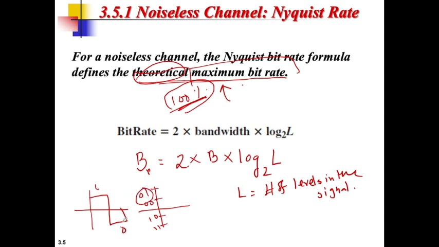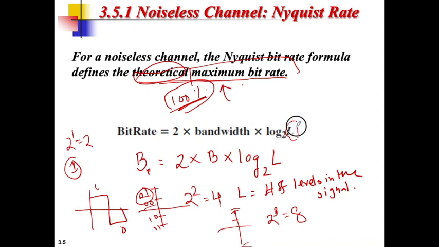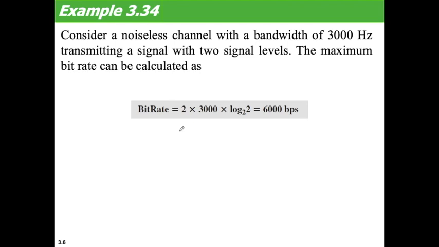If the number of levels is 2, you only need 1 bit, right? Why? Because 2 to the power 1 is 2. If you need 4 levels, that means you need 2 bits to represent each level. Why? Because 2 to the power 2 is 4. So that means if you need 8 levels, you need 3 bits per level, because 2 to the power 3 is 8. Okay, so this L means the number of levels, and this is the bandwidth, and this 2 is with the formula. So let's try one example.